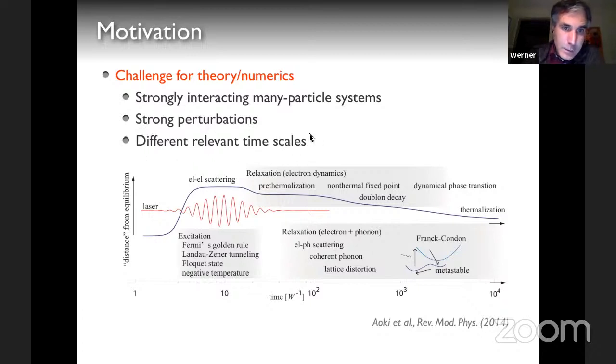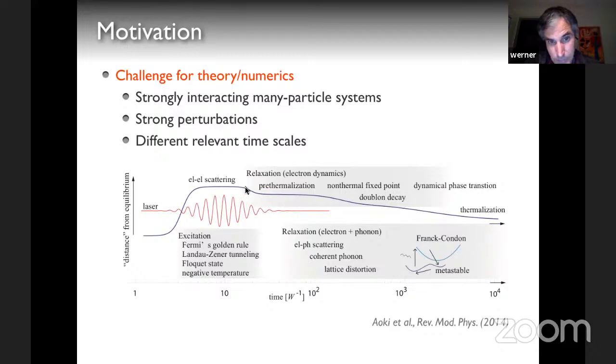And finally, and maybe least obvious, there is a challenge because these perturbed correlated lattice systems often exhibit different relevant timescales. This is sketched in this figure, which I took from our review article on this topic. And what it's supposed to show is that a material which is driven by a laser pulse is excited on a time scale of basically the electronic hopping time, which is of the order of femtoseconds. And if the laser pulse contains many cycles, the material can transiently switch into a so-called Floquet state, which can have properties very different from those of the equilibrium system.